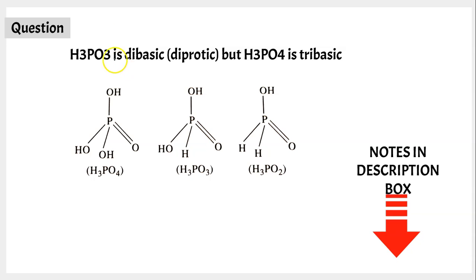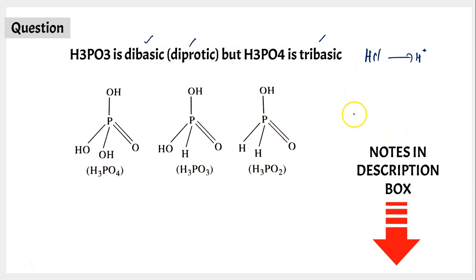Over here, H3PO3 is dibasic or diprotic, but H3PO4 is tribasic or triprotic. You are supposed to say the reason why H3PO3 is dibasic and why H3PO4 is tribasic. But before we talk about the reason, let us quickly recap what is meant by diprotic, dibasic and tribasic. When you look at acids, the number of H plus ions furnished per 1 mole of acid is considered as its basicity.